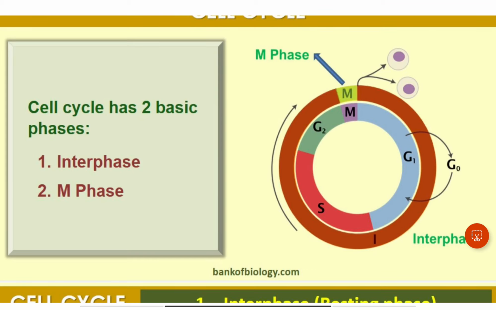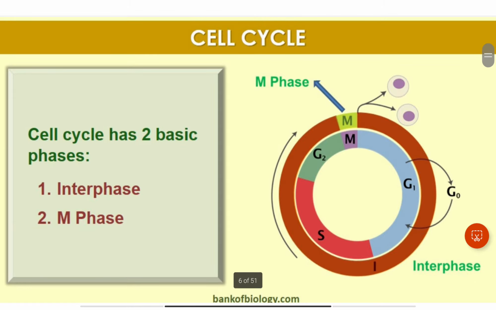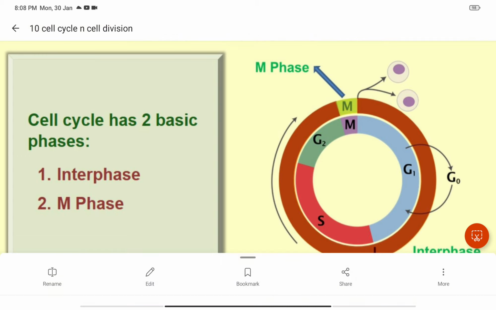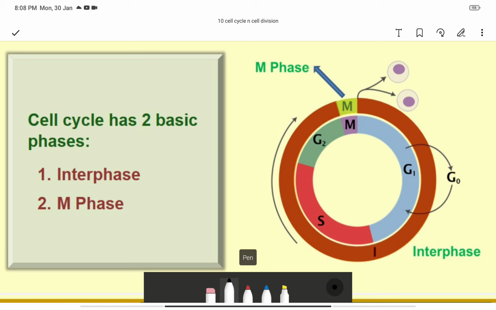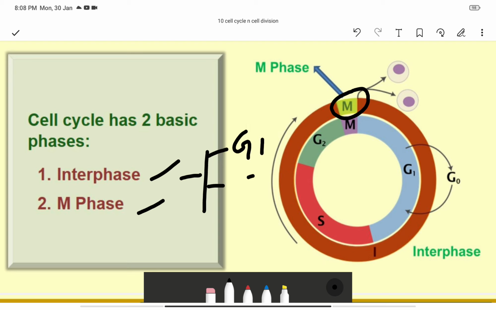Dear students, this is the continuation of the previous video. The cell cycle has two basic phases: the interphase and the M phase. Interphase is nothing but the resting phase. In the picture we can see this is the M phase, the mitosis phase. The interphase can be divided into three subphases: the gap 1 phase, the synthesis phase, and the G2 phase.